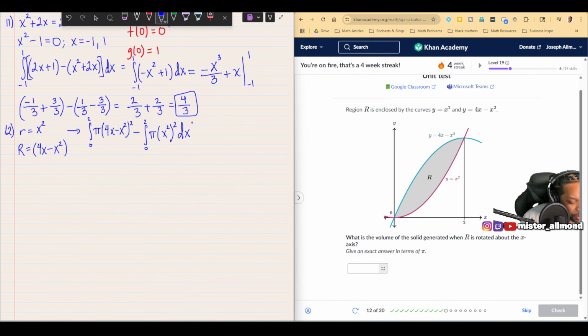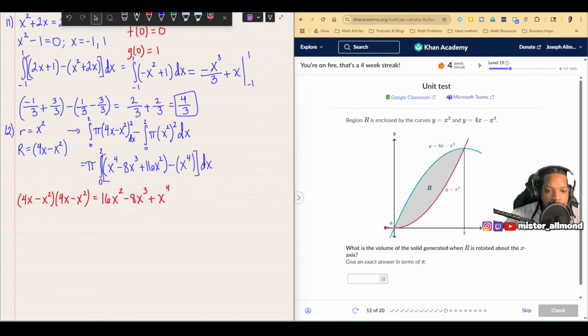All right, let's see here. So we are integrating. If I subtract the x to the 4th, or if I combine them rather, they will cancel out. So my final integration is this right here. That'll be what? Negative 8x cubed plus 16x squared dx. Okay, so that'll be negative 8 x to the fourth over 4.